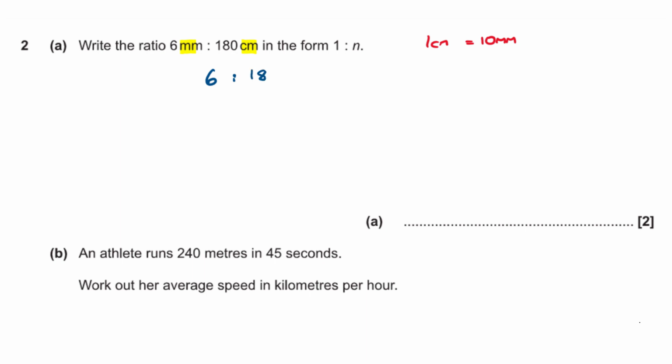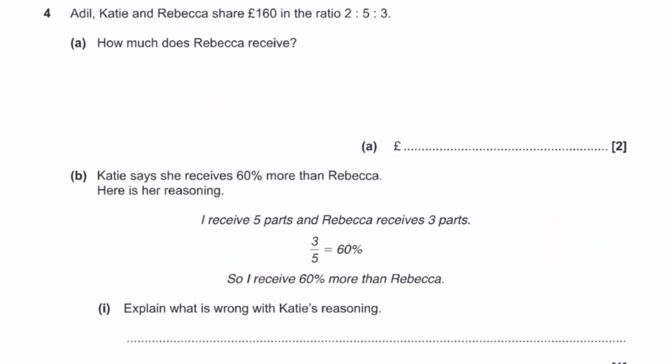So that's 1,800. Okay. Now I want to have 1 here, which means I need to divide through by 6. So doing the same thing this side, dividing through by 6. 1,800 divided by 6. I can just do that in my head. That's 300. Okay. So write the ratio in the form 1 to n. It's 1 to 300.